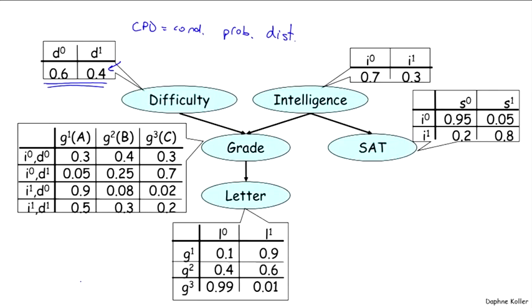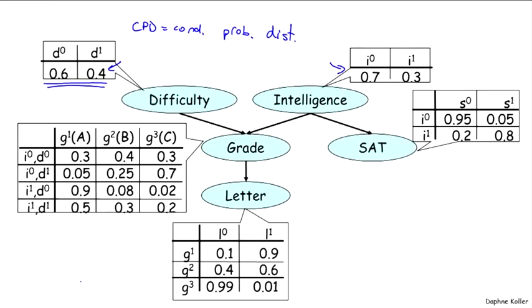Here is a similar unconditional probability distribution for intelligence. Now this gets more interesting when you look at the actual conditional probability distributions. So here, for example, is a CPD that we've seen before. This is the CPD of the grades A, B, and C.